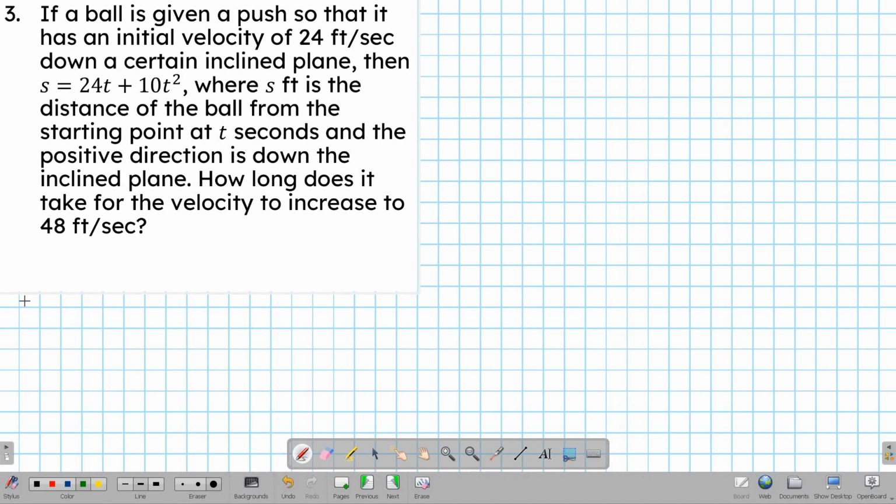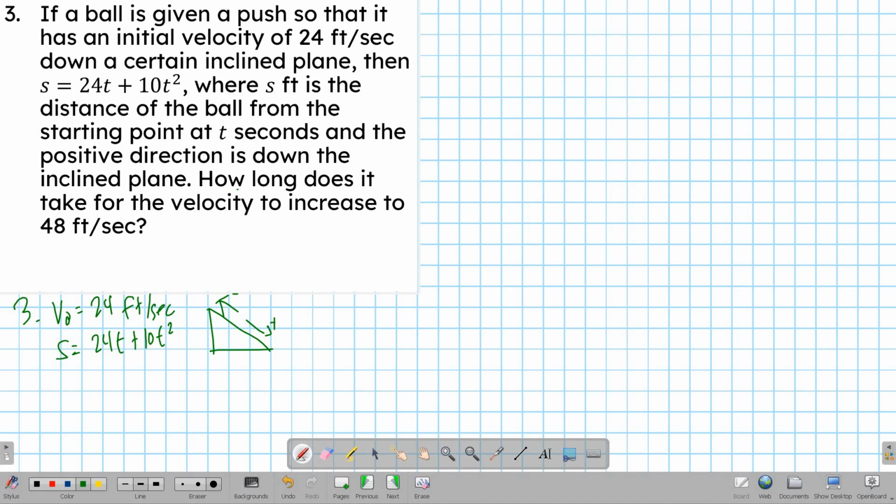We have a ball that is given a push so that it has an initial velocity v sub 0 of 24 feet per second down an inclined plane. Then the position function is s equals 24t plus 10t squared, where s feet is the distance of the ball from the starting point at t seconds. And the positive direction is going down the inclined plane. So if this is your inclined plane, this is positive, that is negative. We are now asked, how long does it take for the velocity to increase to 48 feet per second?